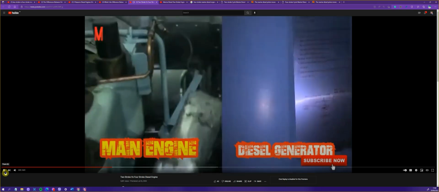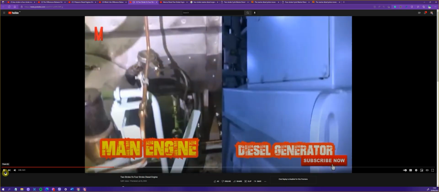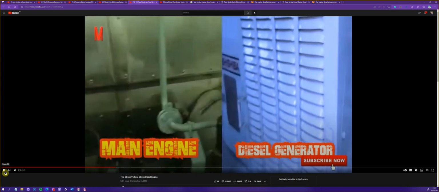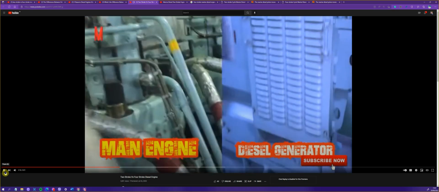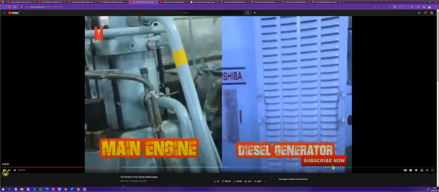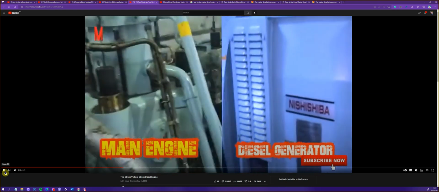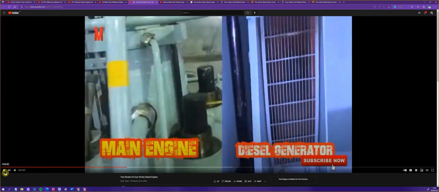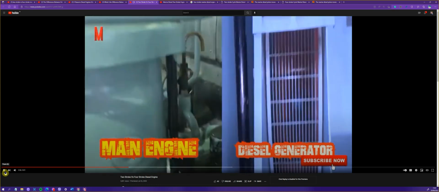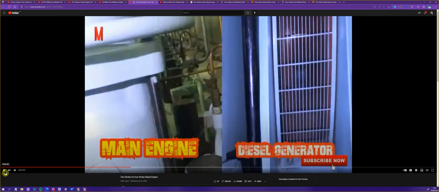Tapos yung 2-stroke diesel engine naman, the application of this usually sa main engine natin. Makikita natin yung main engine natin, napakalaki. Pero 2-stroke engine lang yung gamit niya. Ang principle niya lang ay 2-stroke cycle engine.